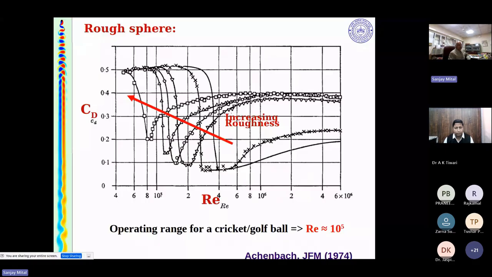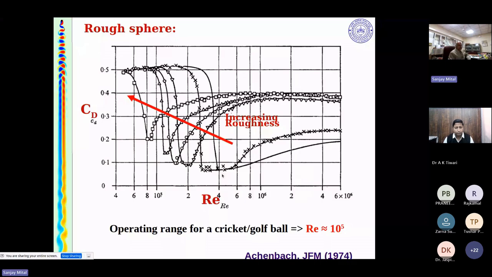But if you can make it rough, then perhaps you would operate at this point. So you would have a smaller drag coefficient, and perhaps the ball will go much further if you hit a shot compared to if it was laminar. So that's why golf balls are made kind of rough. They have dimples on them so that the boundary layer is turbulent.